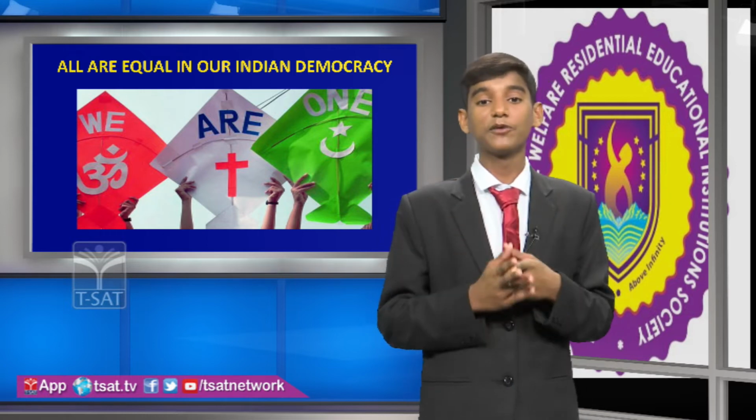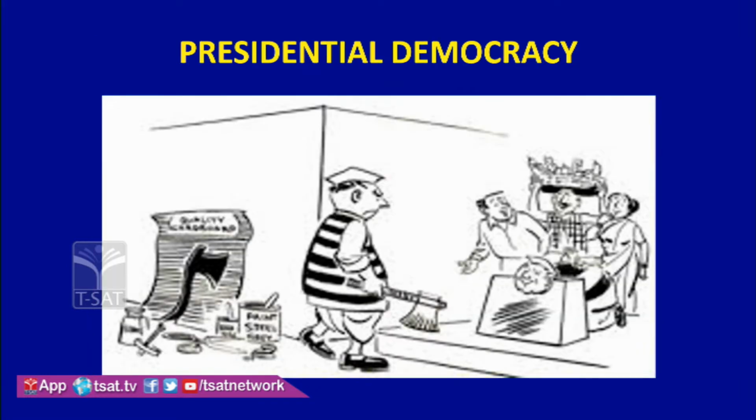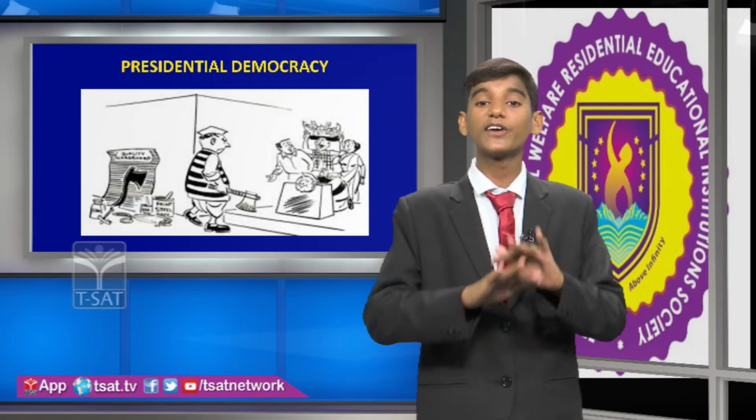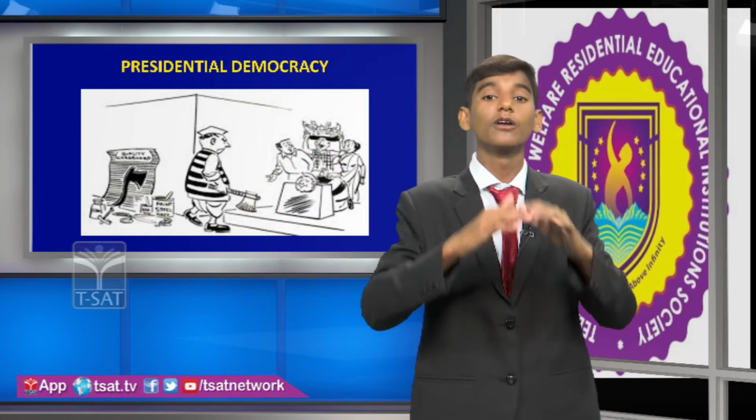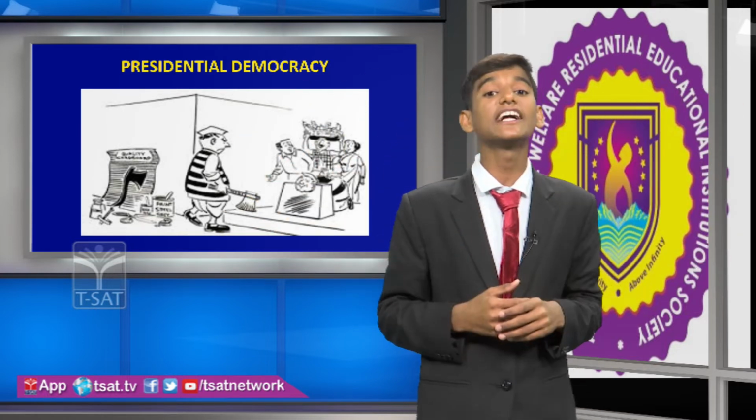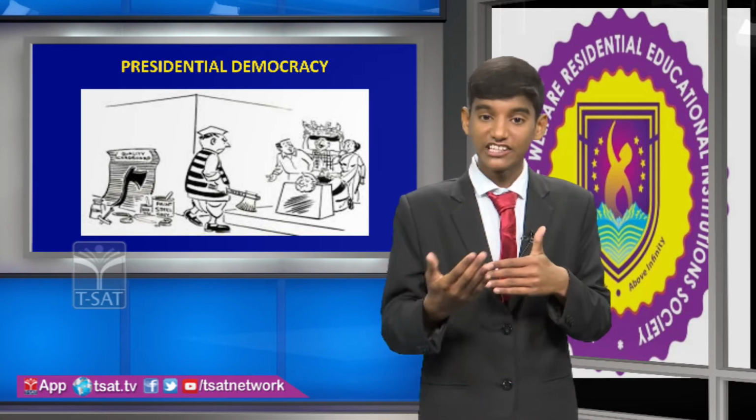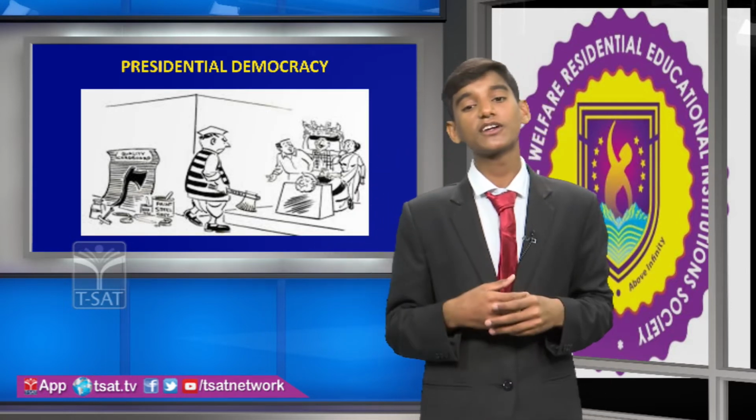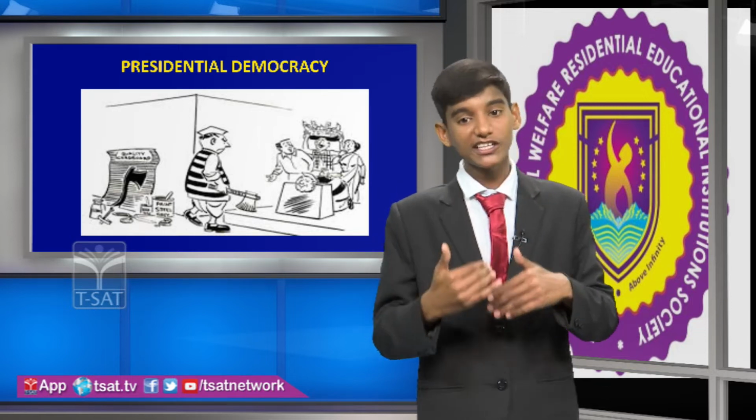Next, we know about presidential democracy. In presidential democracy, the executive power is undivided. The president is elected by the people and not by the legislative branch, which gives him independence from that branch. This system of democracy is still followed in the USA.